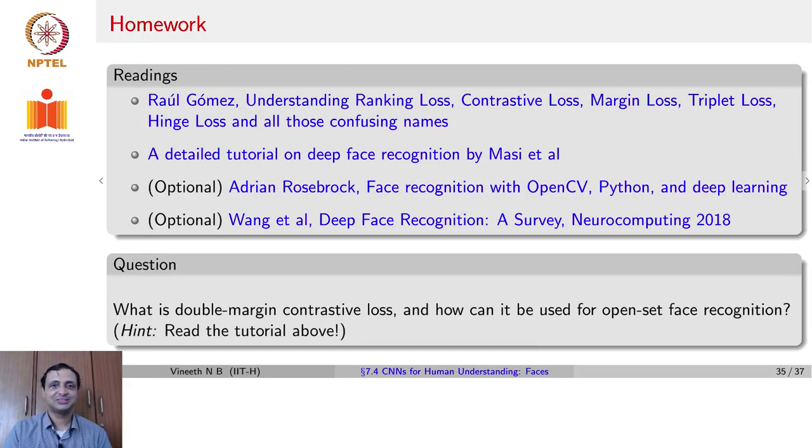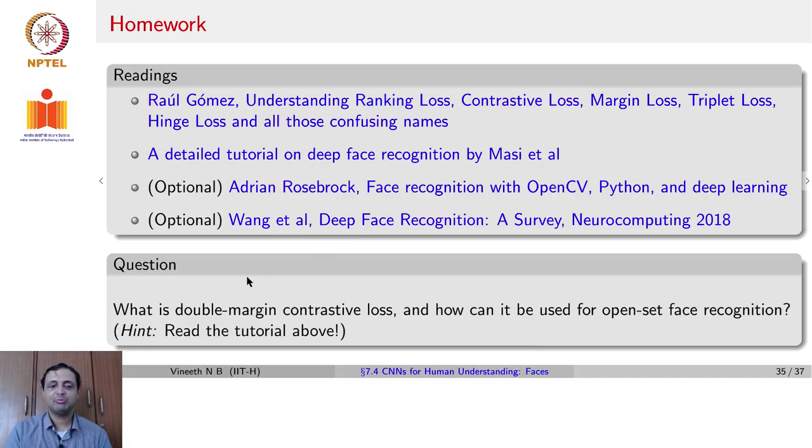So your homework readings for this lecture are going to be a very nice blog on understanding ranking loss, contrastive loss, margin loss, triplet loss, and so on, in case they're all confusing to you. A very detailed tutorial on deep face recognition by Masi and others. And if you're interested, a Python code base for face recognition with OpenCV, and also the entire paper on deep face recognition, a survey.